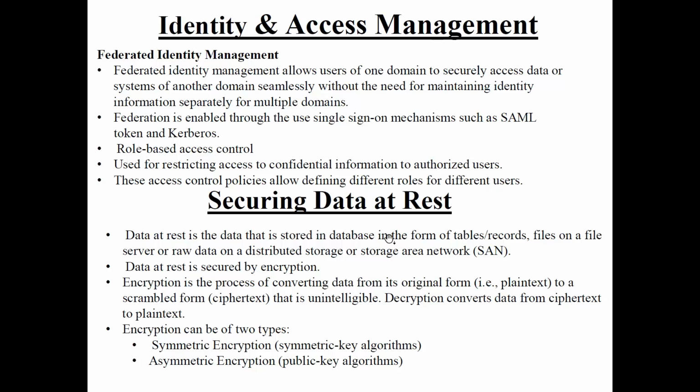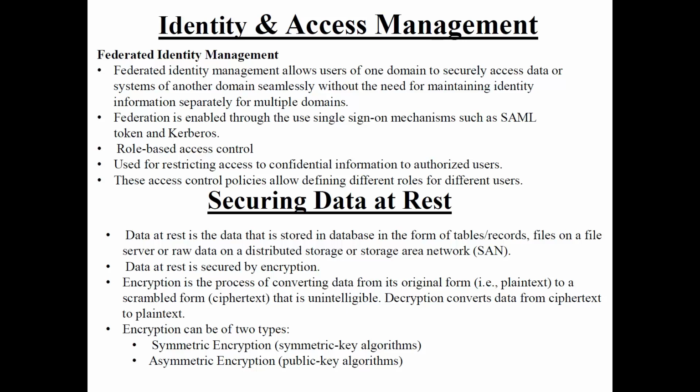Next, let us see securing data at rest. When we say data at rest, we mean it is in the servers in the data center. It can be in the form of tables, records, files, or raw data, or it can be on a distributed storage or a storage area network. So how is data at rest secured? It is done through encryption. So what is encryption? It is a process of converting plain text into ciphertext, and decryption is the reverse process.